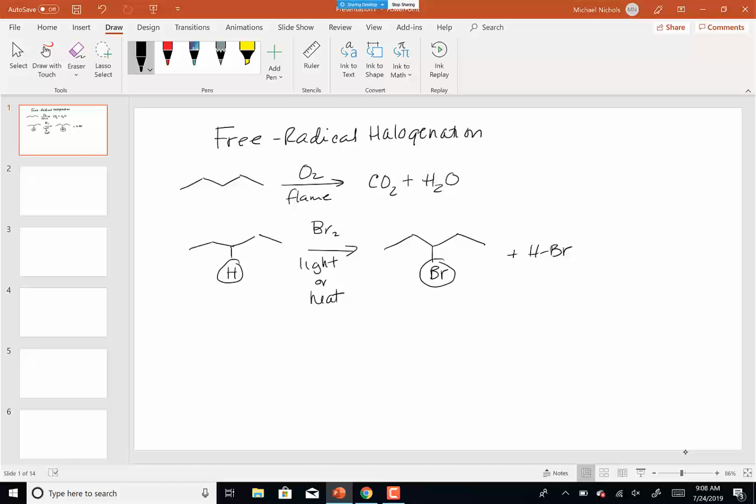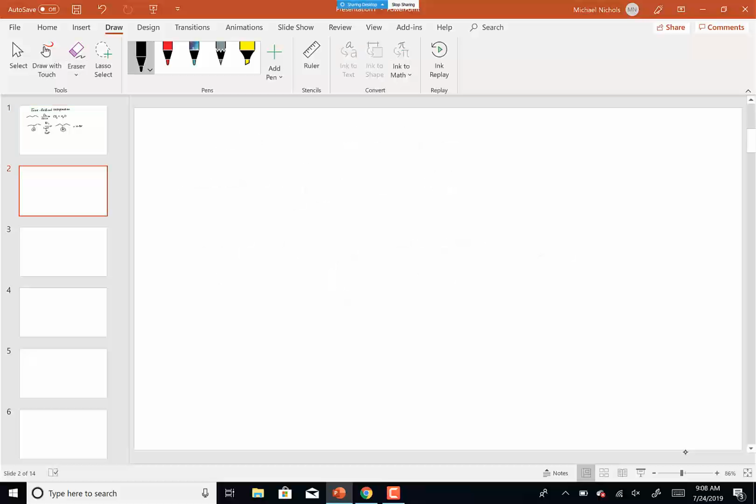Okay. So the first thing is mechanism. So let's say I react methane, where I'm going to replace this hydrogen. I'm going to react this with bromine. I'm going to make my methyl bromide and my HBr. That's the overall reaction I'm going to do. I'm going to do this reaction in 6 steps. Okay. The first step is called initiation.